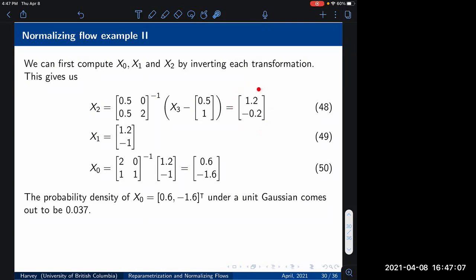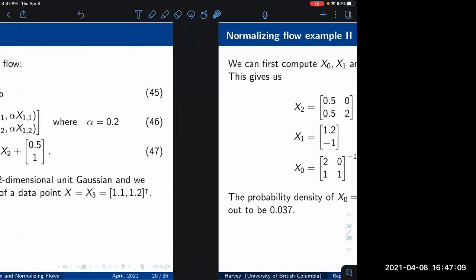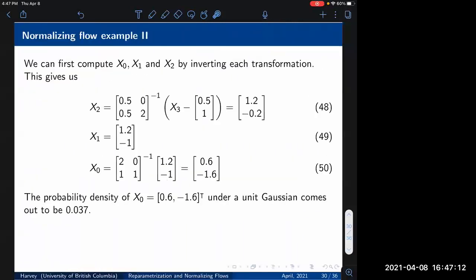We'd observed this data point, and then we wanted to invert the transformations one after the other. And so we invert the first transformation, subtract the bias, multiply by the inverse of the weight matrix, and get out this x2. And we get x1 by inverting the leaky ReLU. And then we can get x0 by inverting f1, the first transformation. So then we can get out what x0 is and compute its probability density under a unit Gaussian.